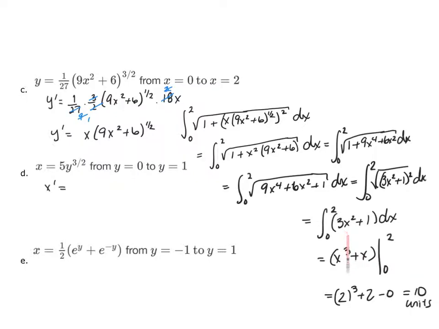So we don't have to worry about the absolute value. And then we integrate, so that means we're going to add a power to that 2 and divide by it. So it's just x cubed plus x from 0 to 2. And so I get 2 to the third plus 2 minus 0. So I end up with an answer of 10 units.